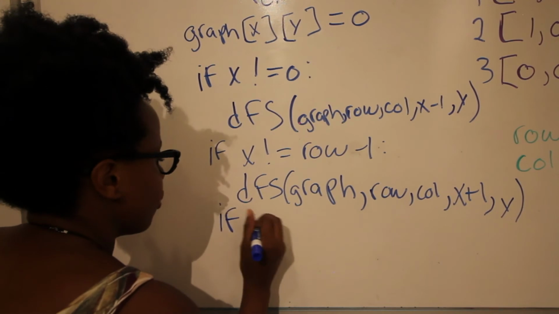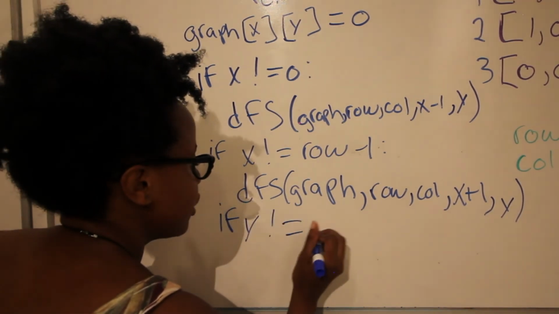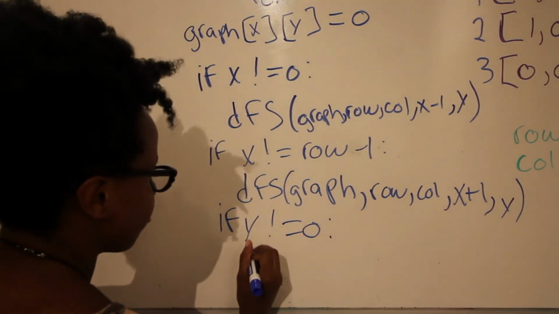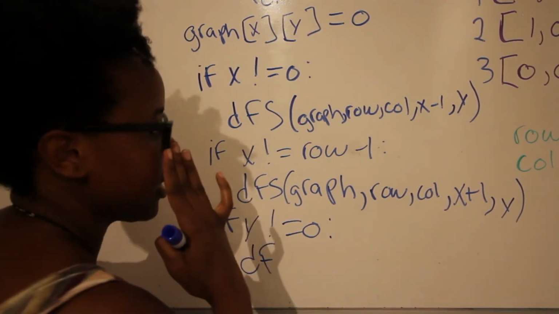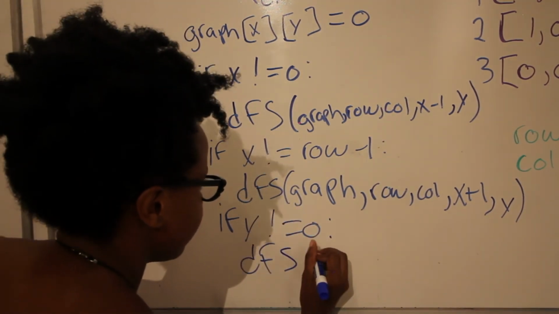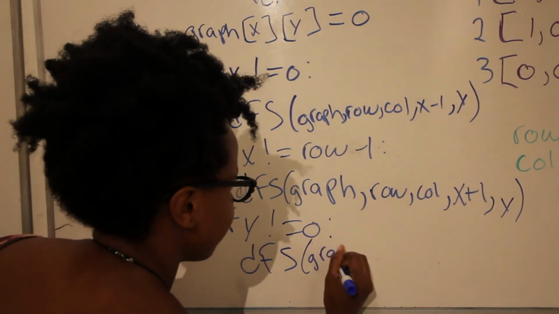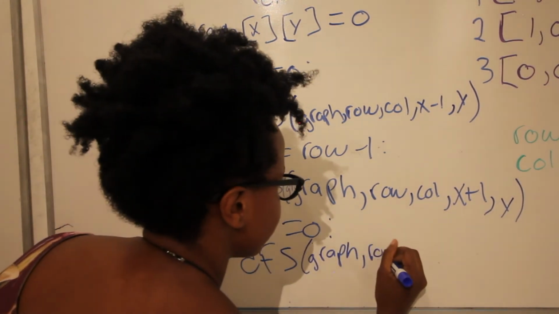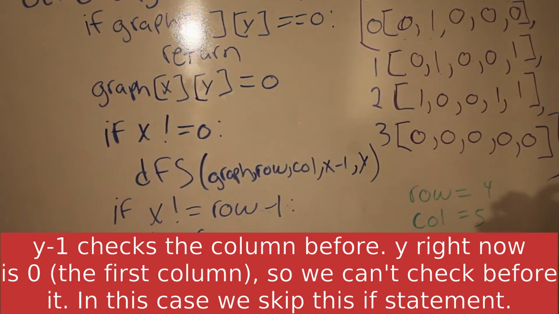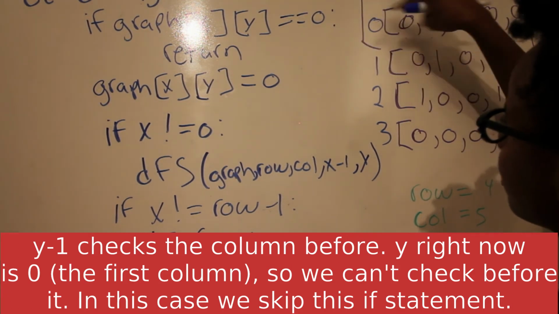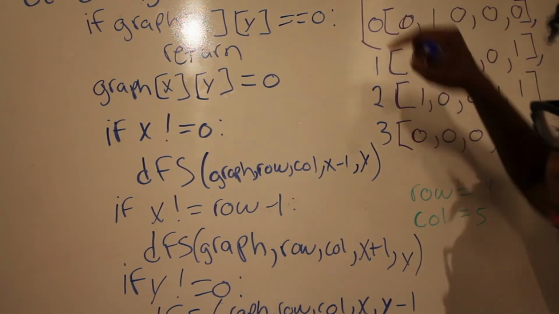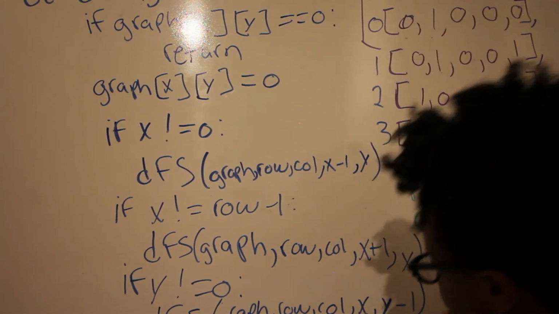If y does not equal 0, if it's not the first column, then we're going to do another recursive function. We're going to check to the left. Okay? So yes, we're going to check the graph, row, we're going to add in column, x. So right now this is y. There's nothing there. So hypothetically, if y was here, we would be able to look here, but we can't. So we're just going to skip that.